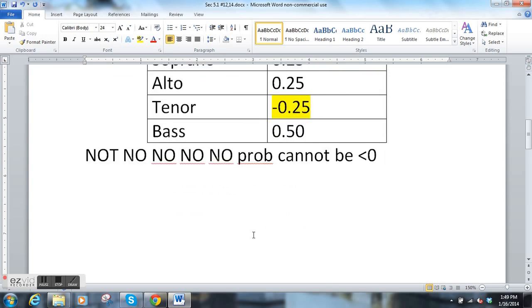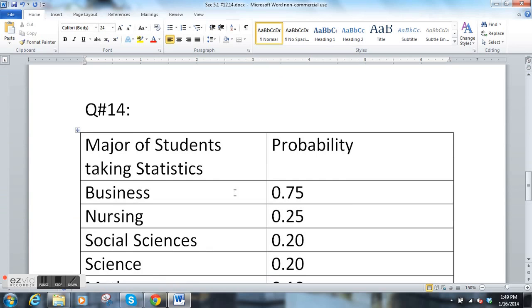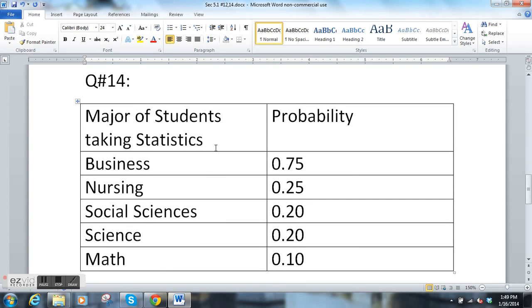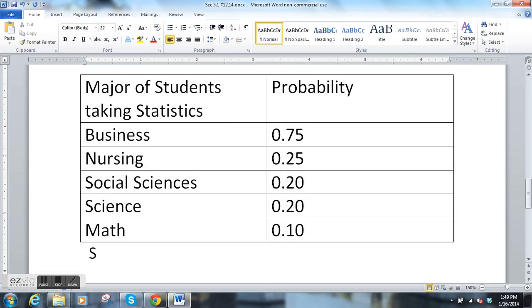So the next question, question 14, here is the table, and it's the major of students taking statistics, and here are the probabilities. So there's a couple of things that are a little sketchy about this chart. The number one problem with this chart is if you add up these probabilities, they do not add to 1. If you add up the probabilities, the sum equals 1.20, 1.40, 1.50. The sum is 1.50, which is not equal to 1. So this is not a valid probability distribution.